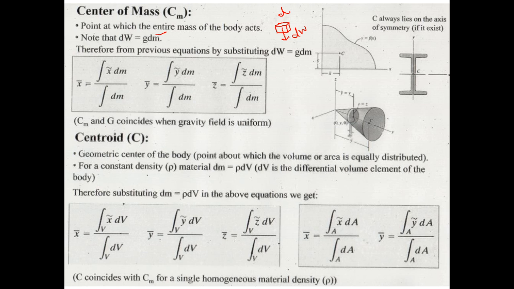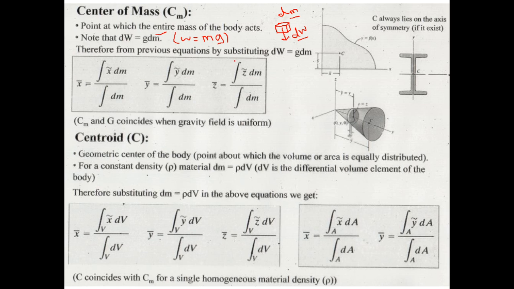Since this differential element has a weight equal to dw, it also has a mass equal to dm. And these dm and dw, which are infinite in number, are related by the gravity constant g, the acceleration due to gravity. Because w is equal to mg, we have just written this equation in differential form: dw equals g times dm.